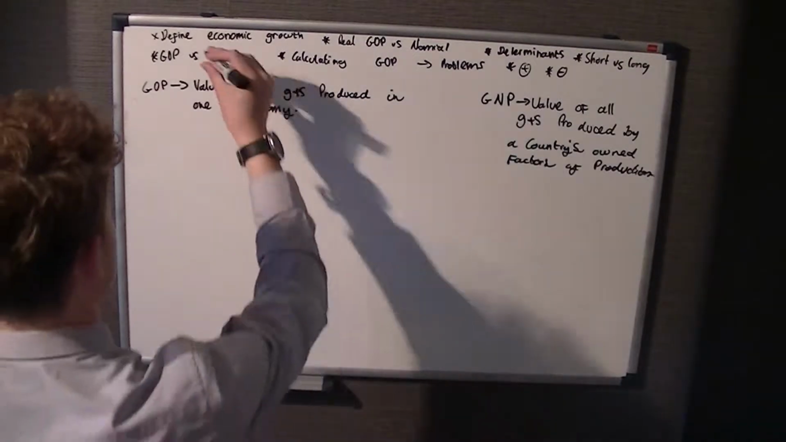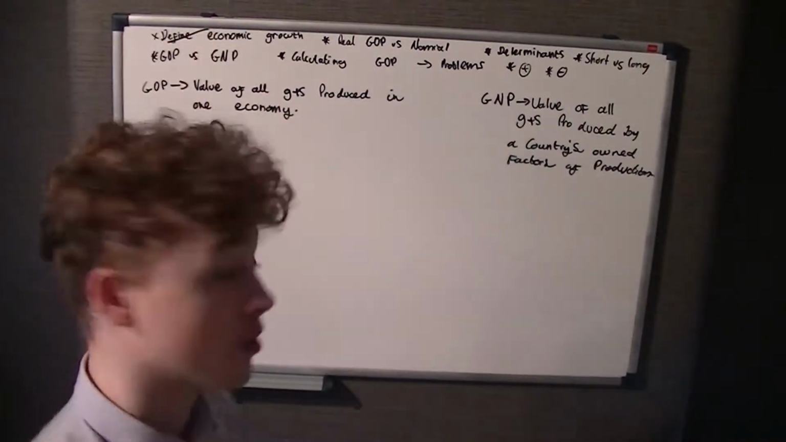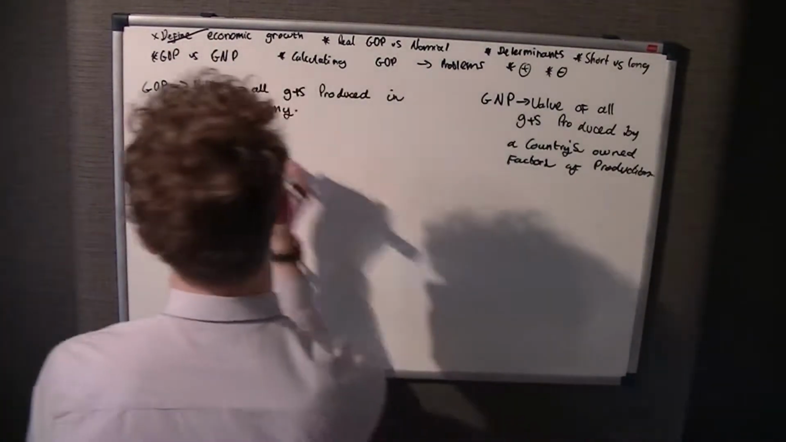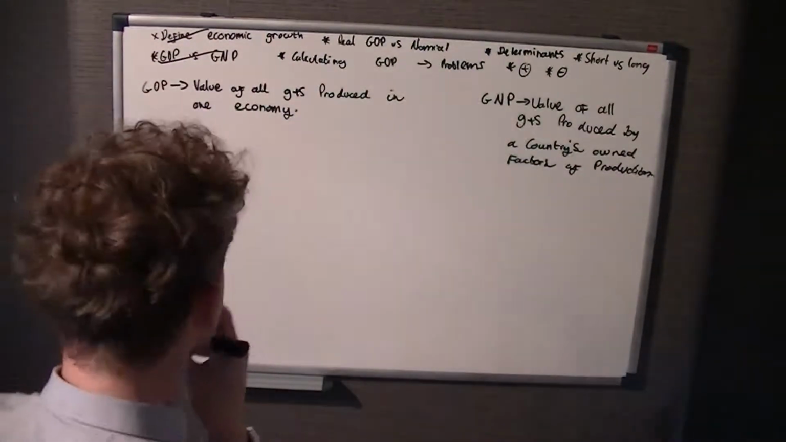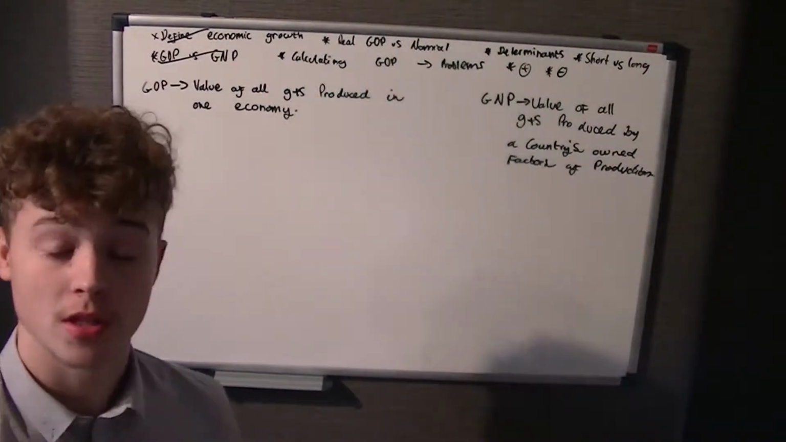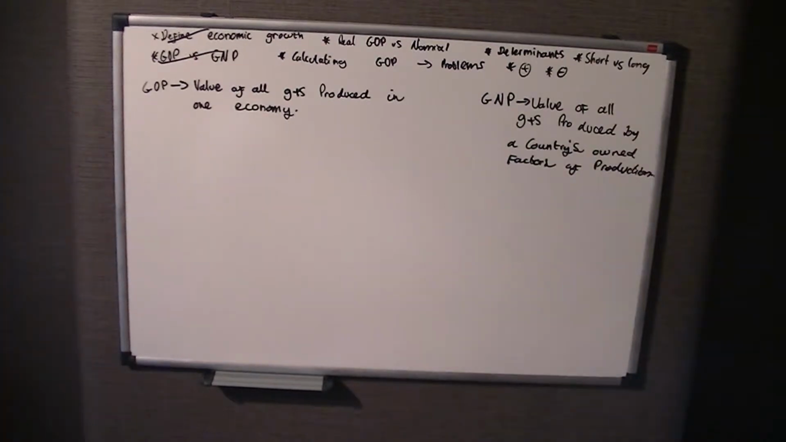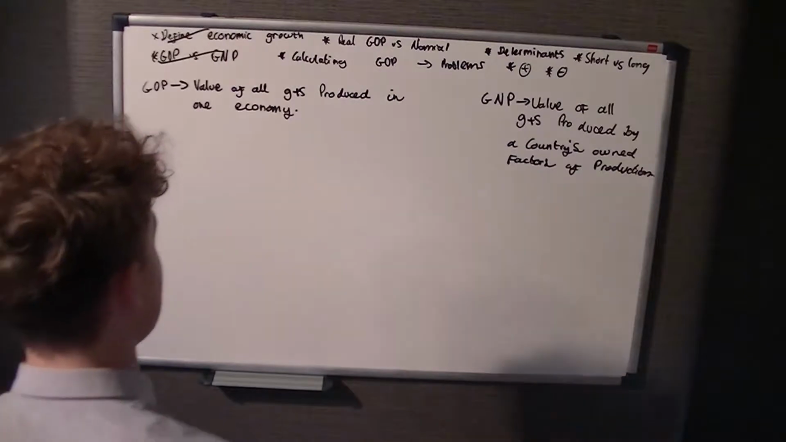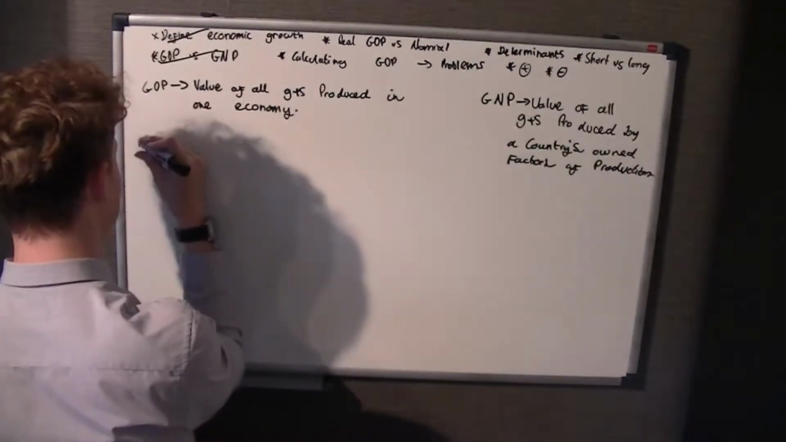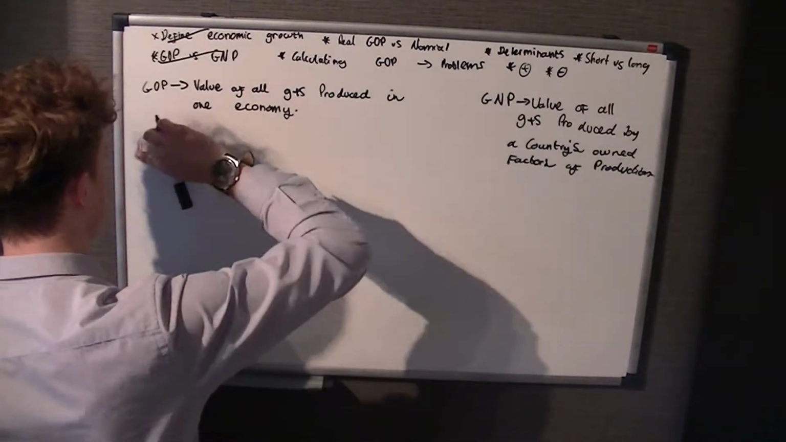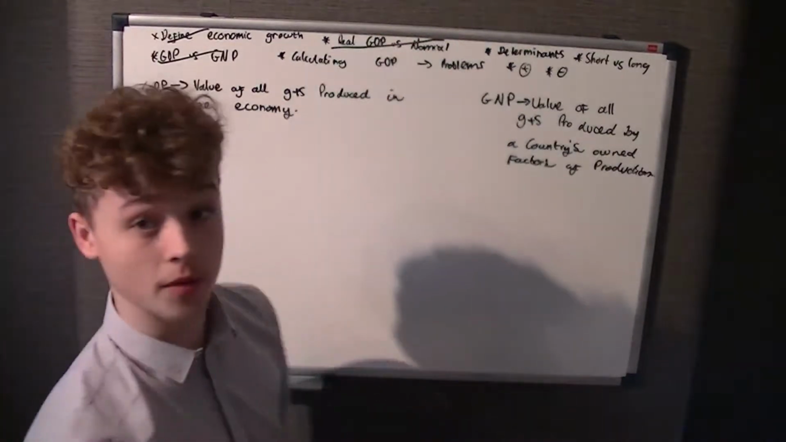So we can cross off economic growth, we've gone through that. We can cross off GDP versus GNP. Now the next thing is real versus nominal GDP. Oh wait, I've already said that actually. Yeah, I can cross that off as well, we've gone through that.